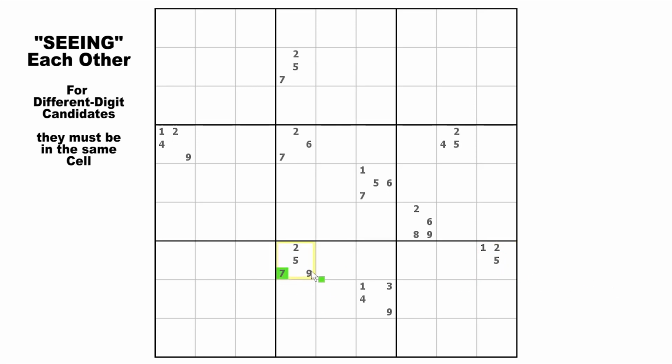And this 7 can see this 9 because they are in the same cell, but it cannot see this 9. It doesn't matter that they lie in the same house. In order for two different digit candidates to see each other, they must both lie in the same cell. Like this 9 can see this 1 because they are in the same cell, but it cannot see this 1. Okay, enough about that. Let's move on.